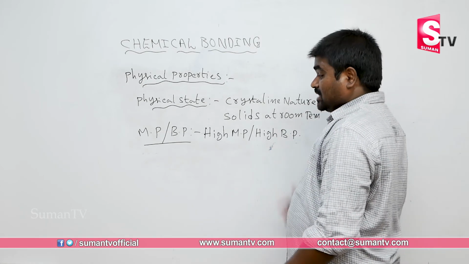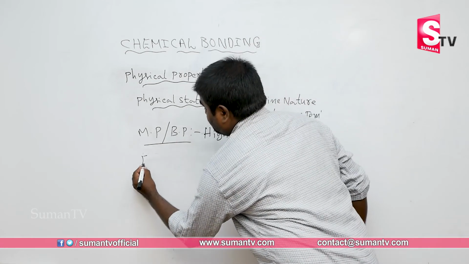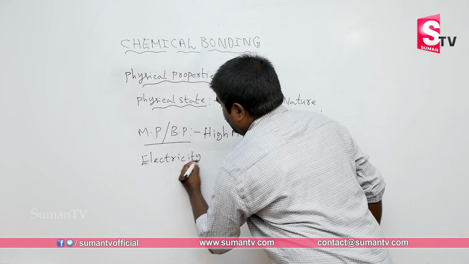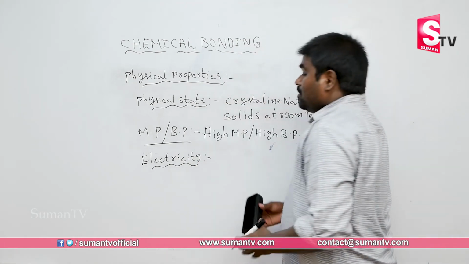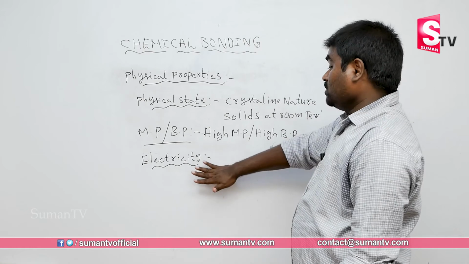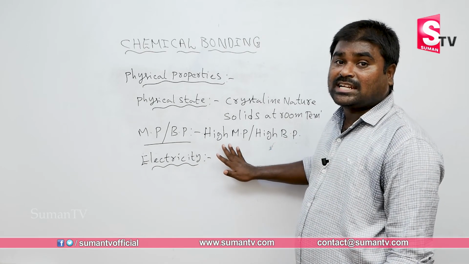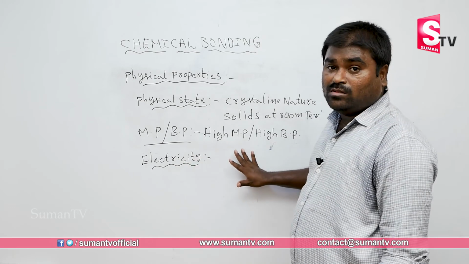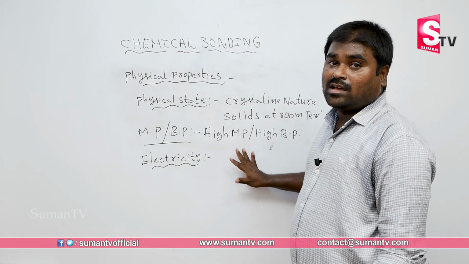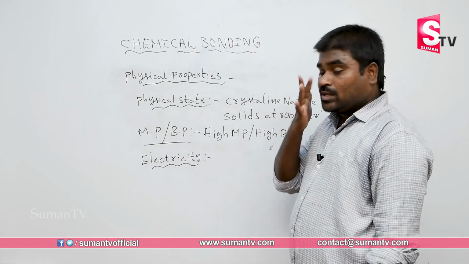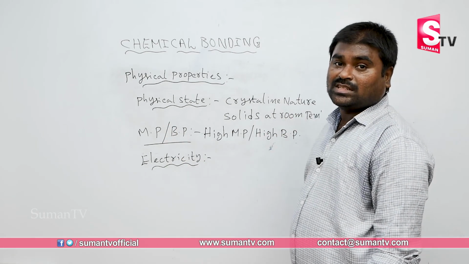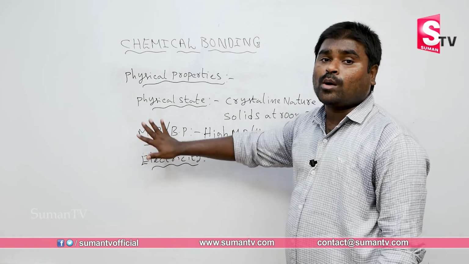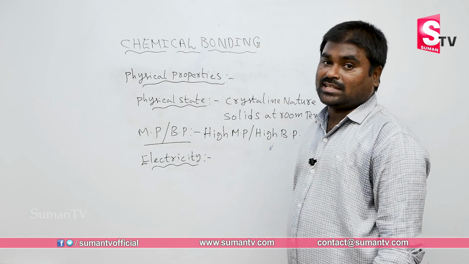Next, children, electricity. Come to one more property, electricity. When an ionic compound is in solid form, it can't pass electricity. When ionic compounds are in molten state, they can pass electricity. Okay? When ionic compounds are in molten state, all ionic compounds are good conductors of electricity.